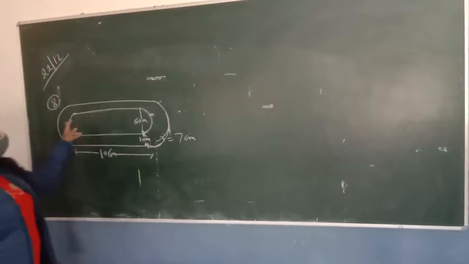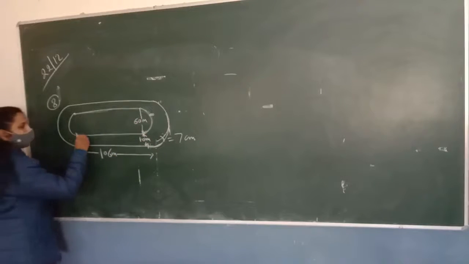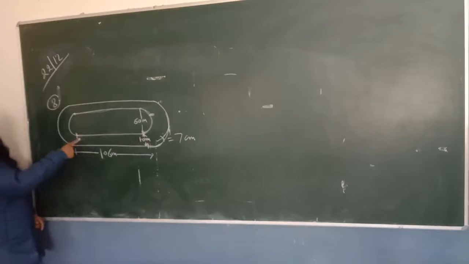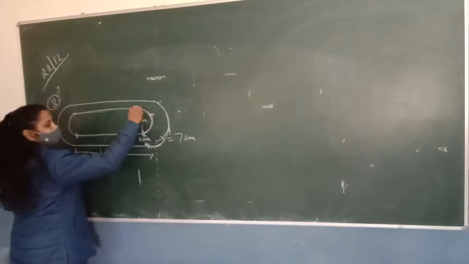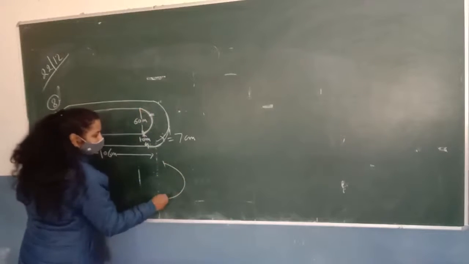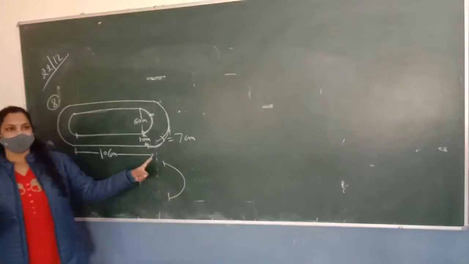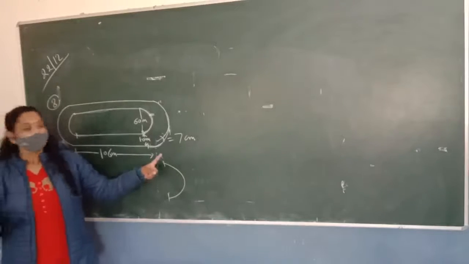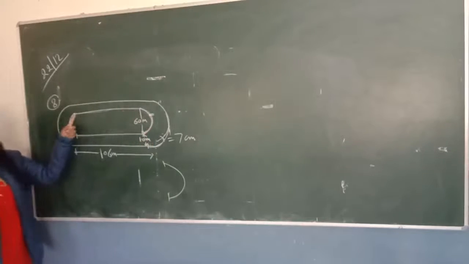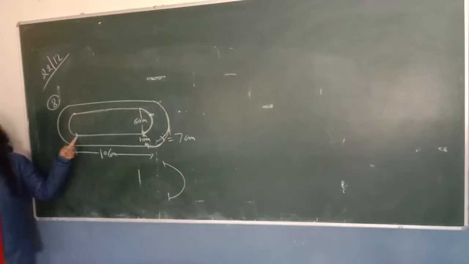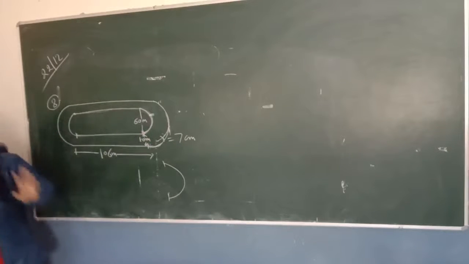For finding the length of the inner edge, what will we do? The length of this side is 106. And what is the length of this portion? Actually, this is a semicircle, and the circumference of the circle is 2 pi r. So the length of the semicircle will be 2 pi r upon 2, that is pi r. So we can easily calculate the length of this track. This is the first part.